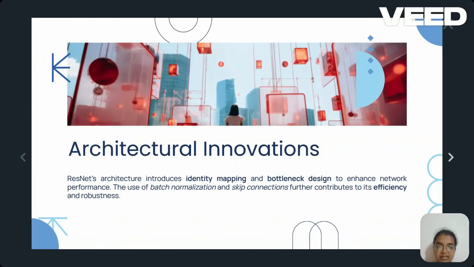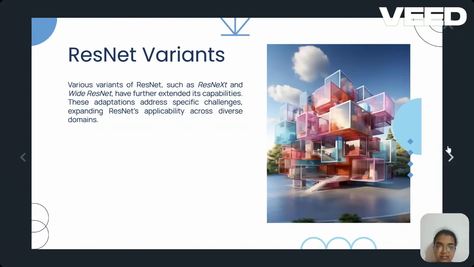Architectural innovations. ResNet's architecture introduces identity mapping and bottleneck design to enhance network performance. The use of batch normalization and skip connections further contributes to its efficiency and robustness. ResNet variants. Various variants of ResNet, such as ResNeXt and Wide ResNet, have further extended its capabilities. These adaptations address specific challenges, expanding ResNet's applicability across diverse domains.